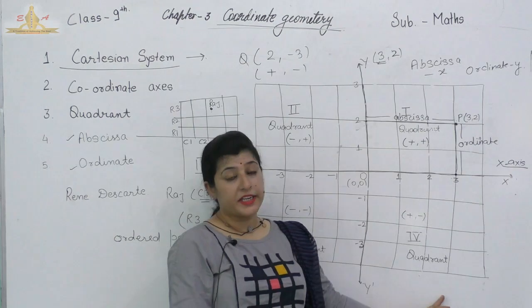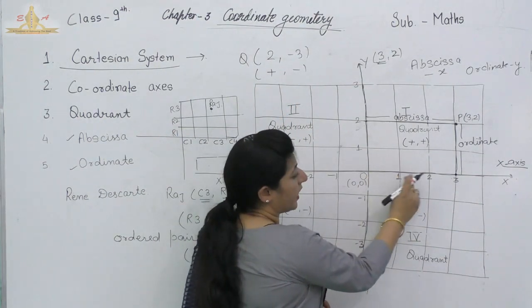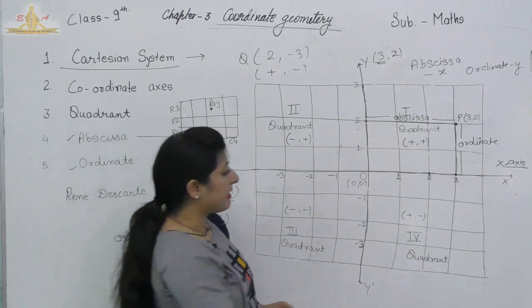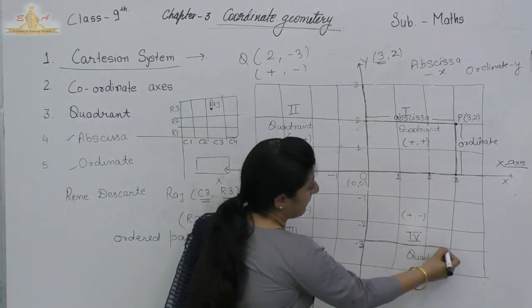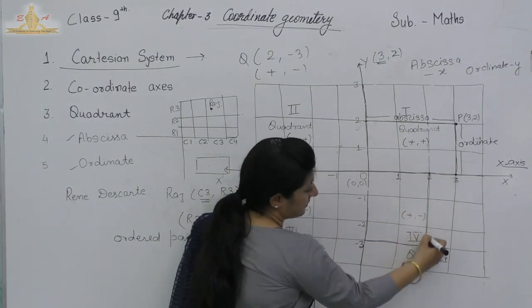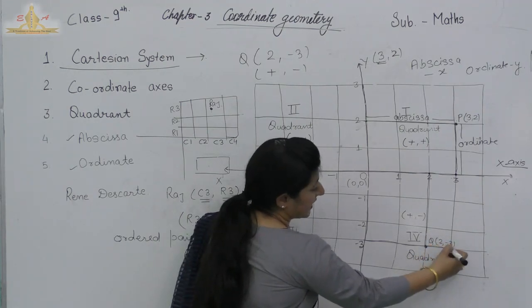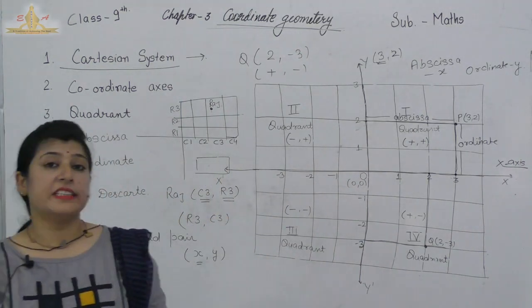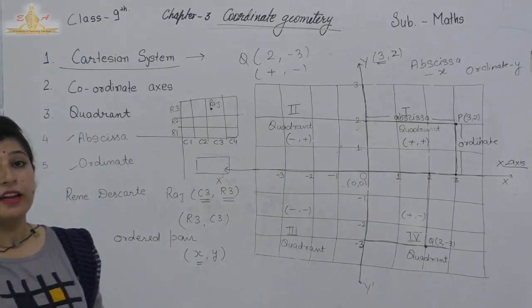How to plot it? 2, 1, 0, 1, 2. Positive 2 means this one. Minus 3: minus 1, minus 2, minus 3. Take the perpendicular distance. Then this point Q is (2, minus 3). This is how we define in which quadrant this point lies.